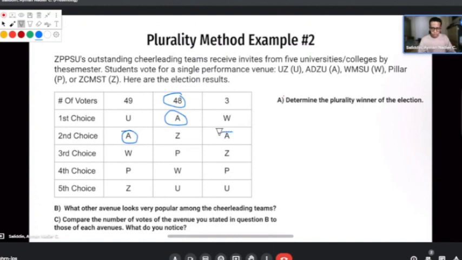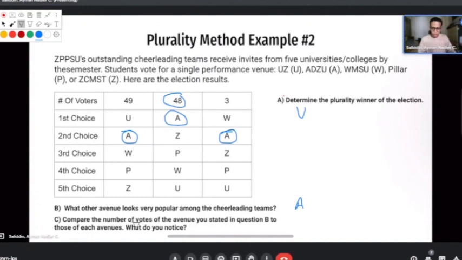So in the second choice, in the first choice they have 48 votes, but in the second choice they have 49 plus 3, which is 52. 52 plus 48 is 100. So we could see that it is very popular as well. So A here. And here the winner was UZ.